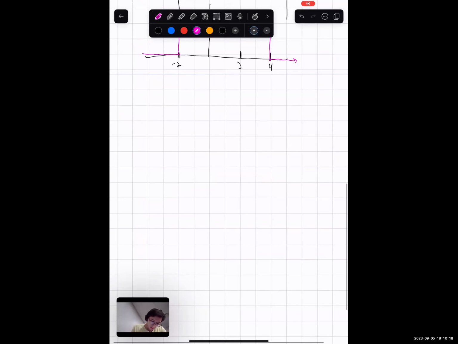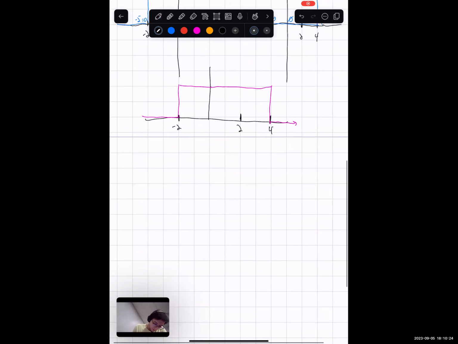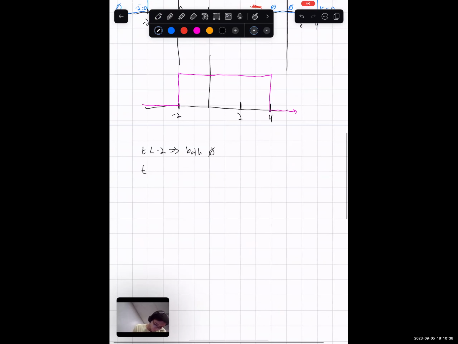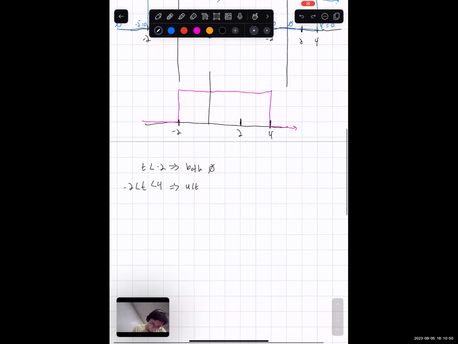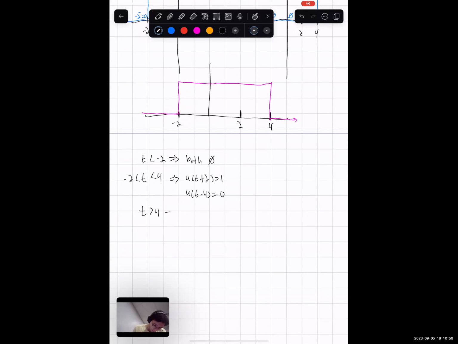If you want to look at this in a different way, besides graphically: before -2, they're both 0. Both 0. And then once we hit -2 is when the left one changes. So from -2 to 4, we could say u of t plus 2 equals 1, and u of t minus 4 equals 0, right? And then once we get t greater than 4, they're both 1.